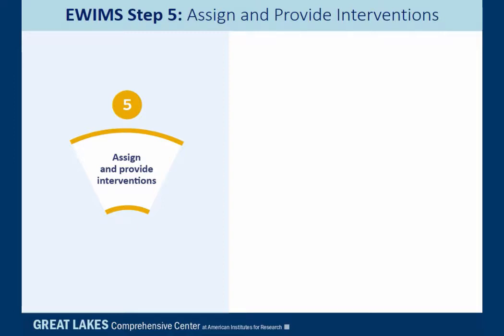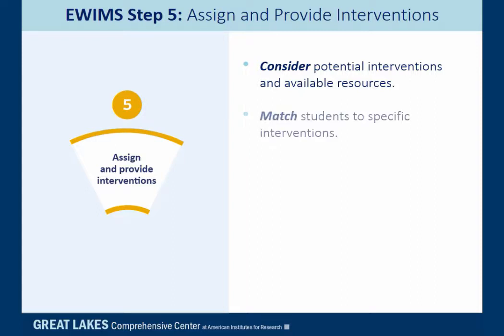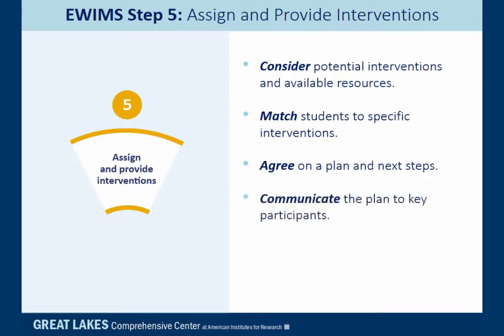In order to effectively assign and provide interventions, we encourage teams to begin by taking stock of the interventions that already exist and the resources that are currently available. Then, by pairing existing resources with student needs, the team matches students to specific interventions. Next, the team agrees upon a plan and next steps. Who will do what by when? Finally, the team communicates the intervention plan to key stakeholders and puts the plan into action.